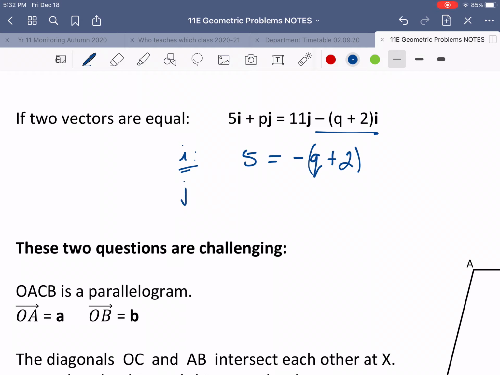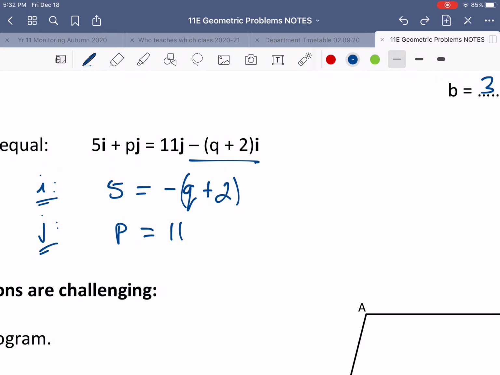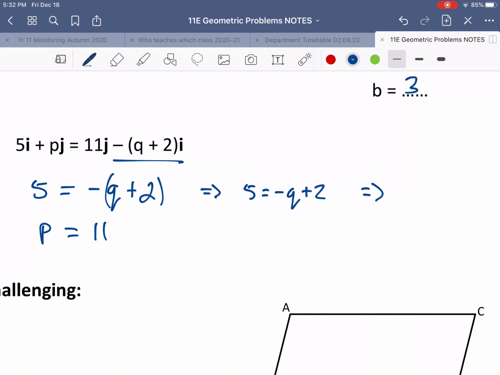On the left, if we consider now the coefficients of the j's, so how many j's do I have? I have p, and on the right we have 11. So p equals 11, and 5 is equal to negative q plus 2. And from here, I can work out what q is, because just continuing here, that means that 5 is equal to negative q plus 2. And then when you rearrange and make q the subject, you end up with the fact that q is equal to negative 3.